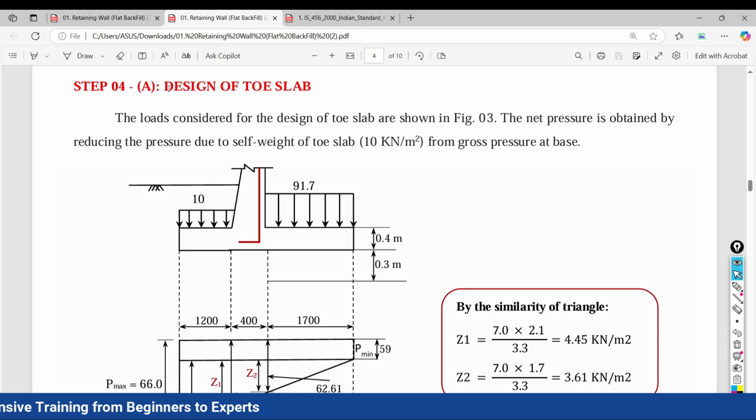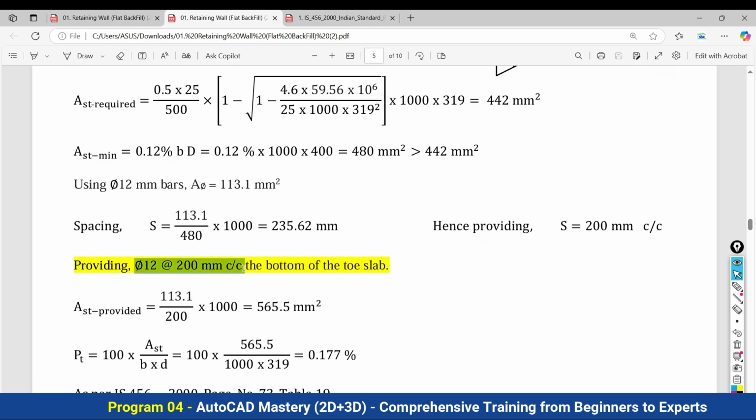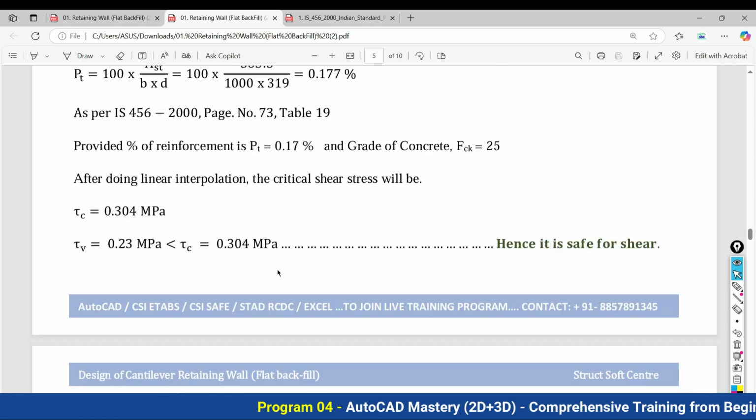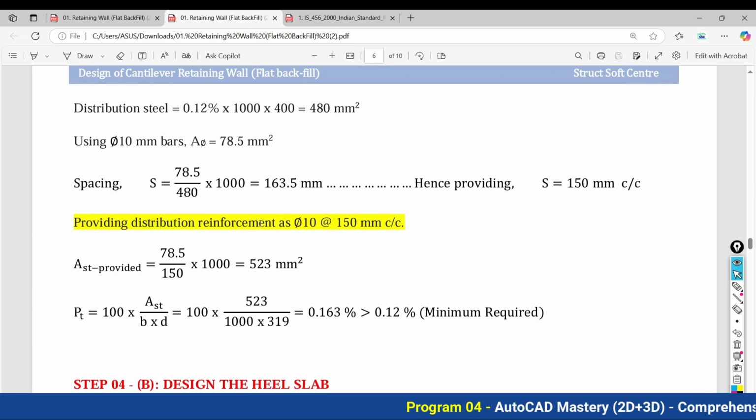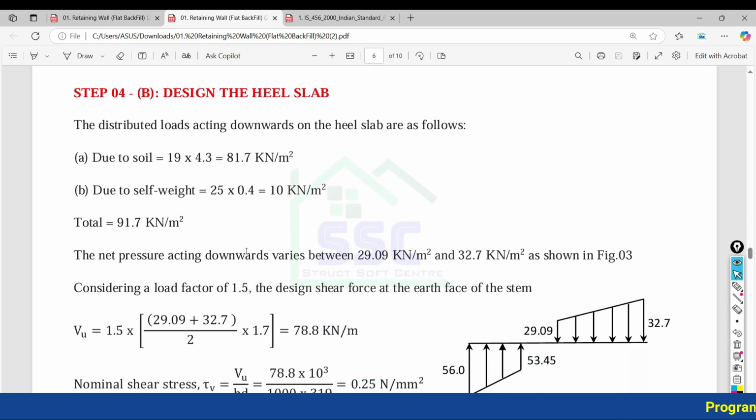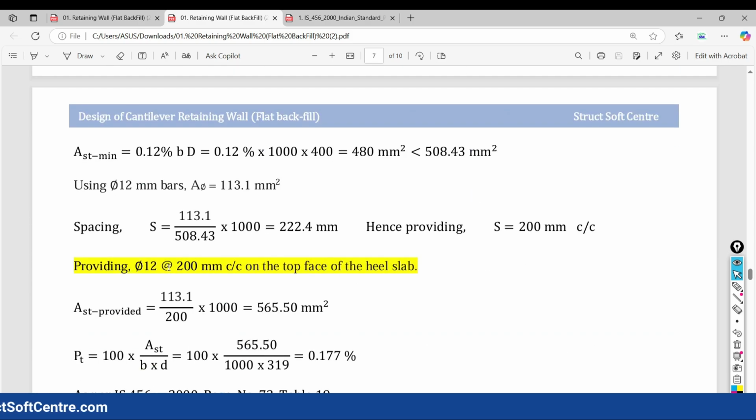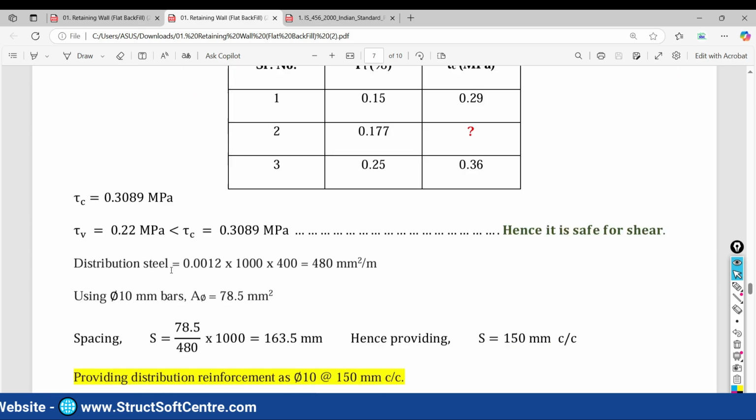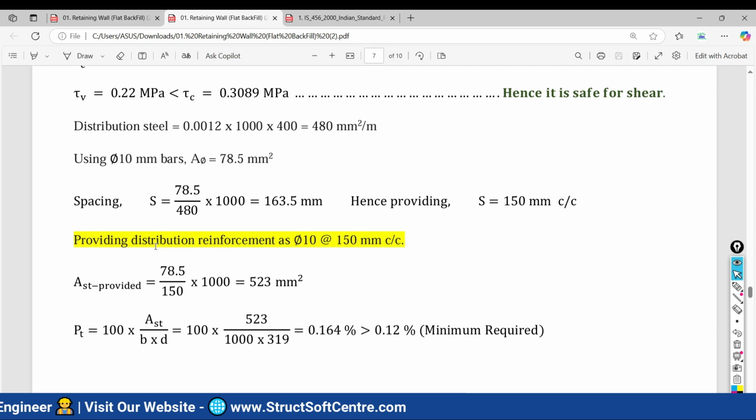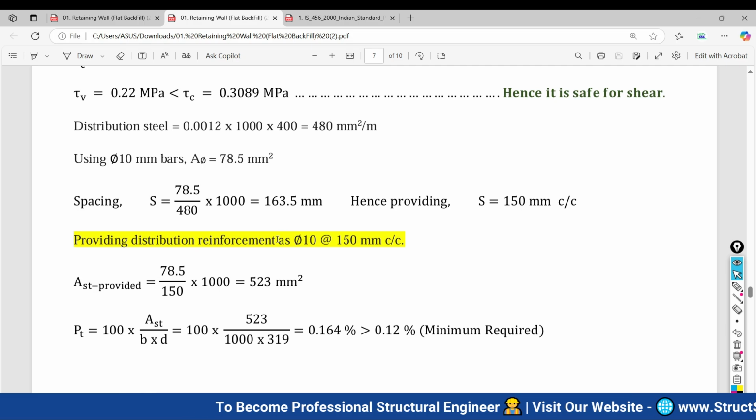Thereafter, we designed the toe slab of the retaining wall, and we calculated the main reinforcement at the bottom of the toe slab. Thereafter, we calculated the distribution reinforcement. In the same manner, we designed the heel slab and calculated the flexural reinforcement as the main reinforcement. Thereafter, distribution reinforcement. So, in this way, we have completed the design of the base slab of the cantilever retaining wall.